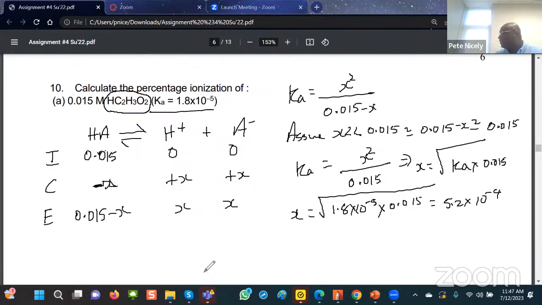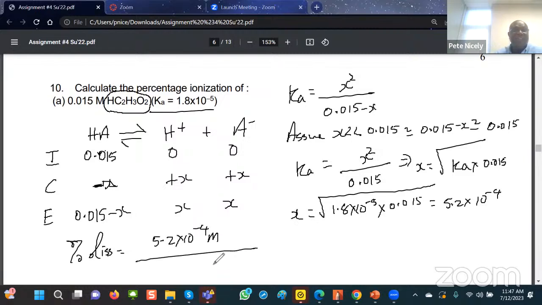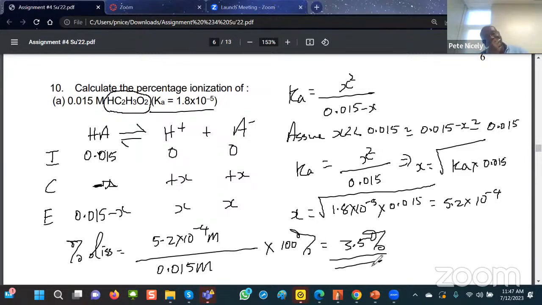And then, of course, we need to find the percent dissociation, which is what the question is asking for. And that would be equal to 5.2 times 10 to the minus 4 M divided by the initial concentration, which is 0.015 M times 100%. And according to my calculation of that, that would turn out to be equal to 3.5%. All right.